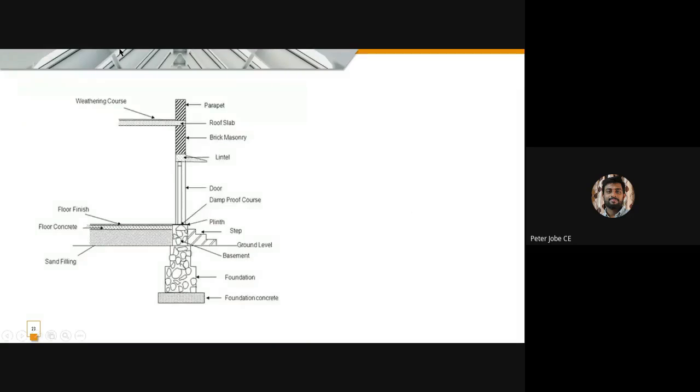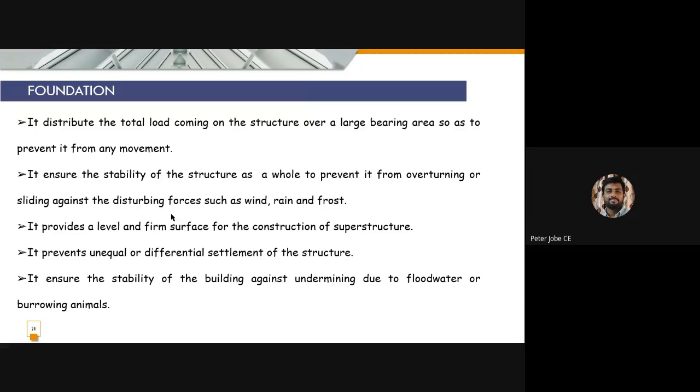Since this is a load-bearing wall, the load from the slab will be transferred to the wall, and finally it will be distributed to the foundation. As we move from top to down, the load value will be cumulatively increased, and hence as we move down, the size of the components will also increase accordingly. All these things we have discussed in the previous class.